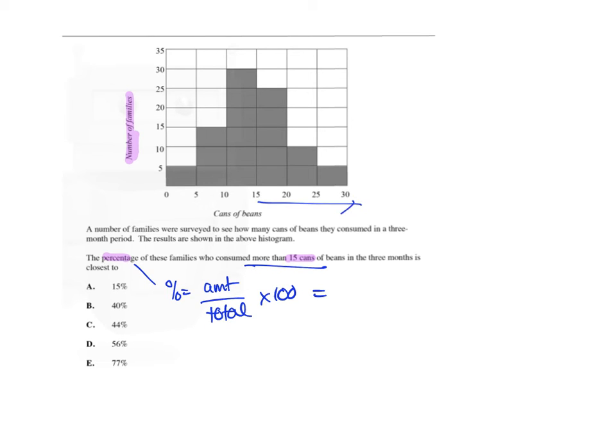So the amount is how many did more than 15. So more than 15 is that way. So I've got 25 plus 10 plus 5. So that would be 40 over the total. So I've got to add these ones. So 40 plus 30 is 70 plus 15 is 85 plus another 5 is 90. So times 100. So what do we get? So we get 44%. Beautiful. Okay, so just be careful. Quite easy once you break the question up, but people will rush through and write the wrong thing.